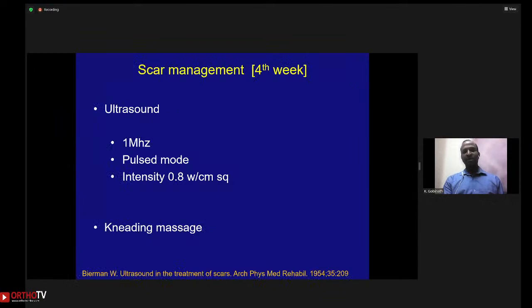Ultrasound and kneading massage to prevent adhesions can be started once the wounds have healed well, by the end of 4 weeks. Our preference is that the earlier the wound heals, the earlier we can start scar massage and ultrasound therapy.